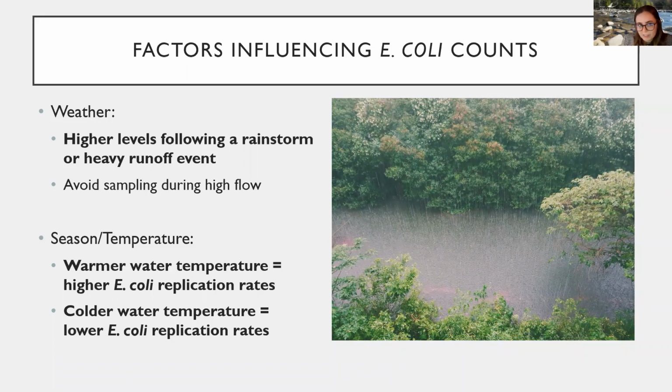But outside of weather events, we also have the seasonal changes that we need to be aware of and different types of temperatures, because temperature definitely affects the types of E. coli levels that you're going to find. So when we have warmer surface water temperatures, that's going to in turn make E. coli replication rates go up. E. coli like nice, warm, cozy environments, and when they're nice, warm, and cozy, their replication rates go up. But when it's colder, their replication rates decrease.